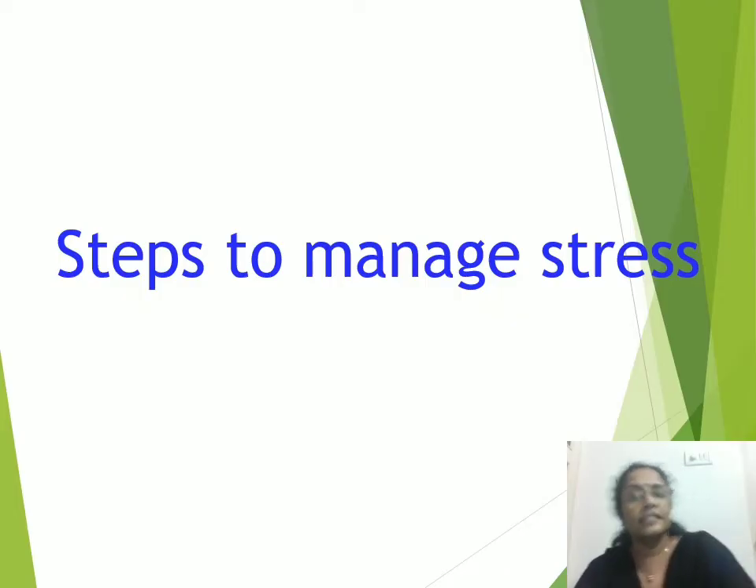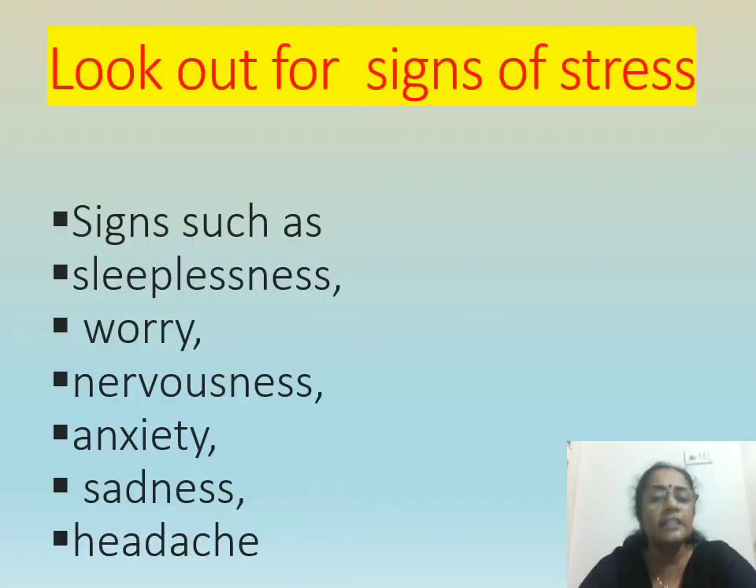Now, since we have known what the causes of stress are, we should also learn what steps we have to take to manage such stress. First, we have to look for signs of stress. What are the general signs that you are a stressed person? You don't sleep at night, you worry a lot, there is nervousness, anxiety, sadness, you always have a headache, or you're always sick. So some sort of a situation where you are not yourself. There is some anxiety or some nervousness which is always there with you. These are the signs of a person who is completely stressed out.